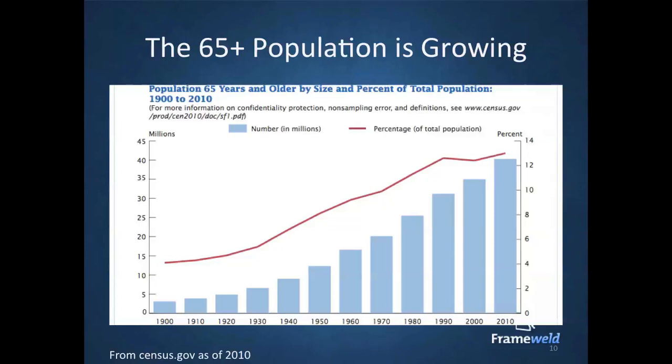Here we have a chart of the growing population of people 65 and older over the past century, with baby boomers coming of age to create the largest population of people 65 and over in our recent history, and this is compounded by people living longer.